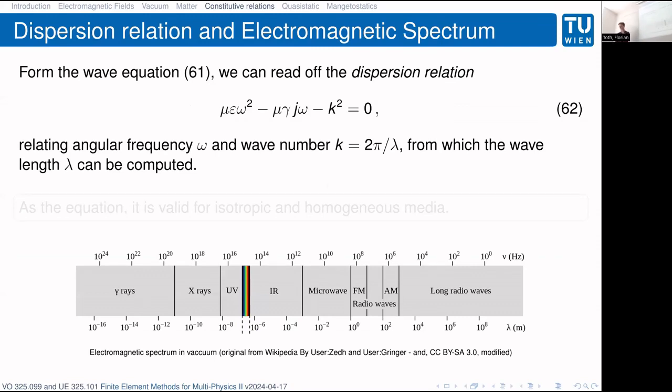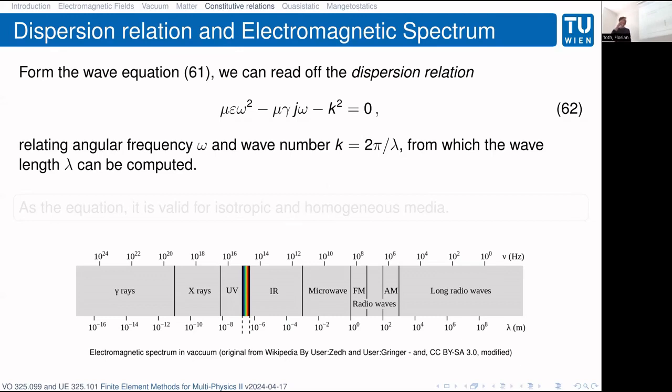Just to highlight this, from the wave equation, you can read off the dispersion relation for electromagnetic waves. And you can use this dispersion relation, that actually relates the frequency and the wave number, to compute the electromagnetic spectrum. For example, in vacuum, this is the typical diagram.